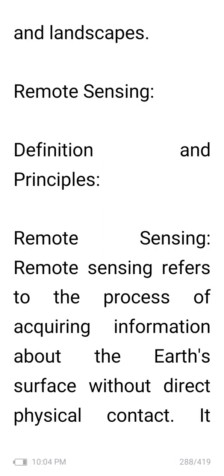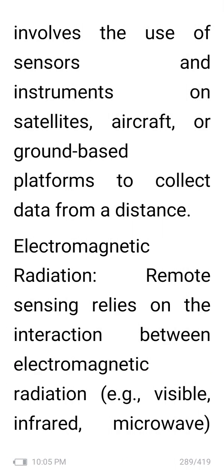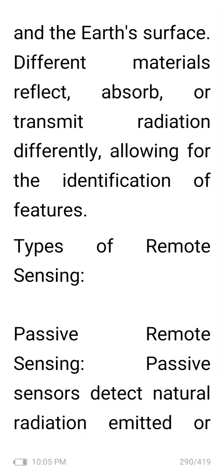Remote sensing definition and principles. Remote sensing refers to the process of acquiring information about the Earth's surface without direct physical contact. It involves the use of sensors and instruments on satellites, aircraft, or ground based platforms to collect data from a distance. Remote sensing relies on the interaction between electromagnetic radiation, visible, infrared, microwave, and the Earth's surface. Different materials reflect, absorb, or transmit radiation differently, allowing for the identification of features.